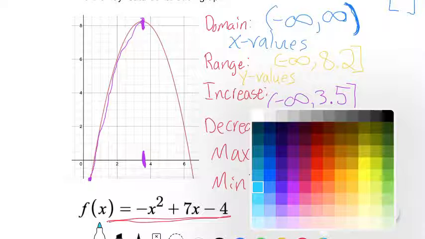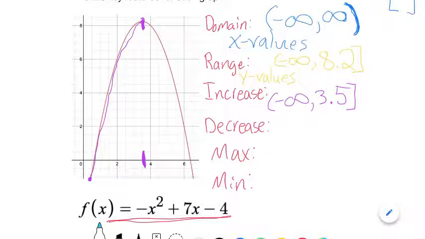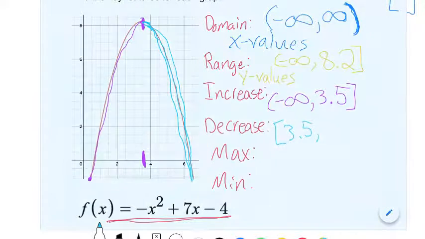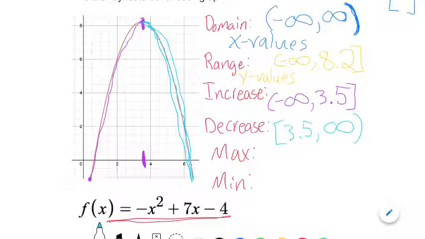Now let me change colors. So now we're looking for where we're decreasing, from that 3.5 x value all the way down. We're decreasing all the way down. So we're going to start at that positive 3.5, but then we're going to keep on going down, and slowly all the way over to the right to where we get positive infinity. Again, I'm going to erase what I wrote so I can get to the graph easier.